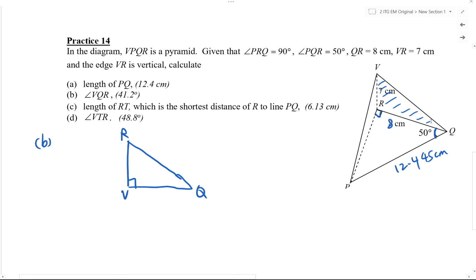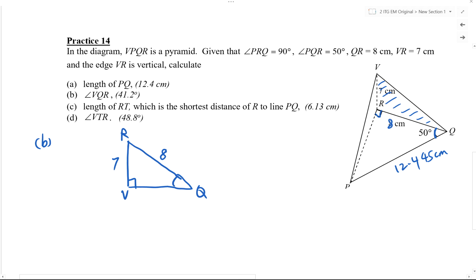Now I'm going to include all the other information that I have. I know that VR is 7 cm. So 7 over here. I also know that RQ is 8 cm. Then the angle VQR is over here. So now you have to form the Trigo ratio again.